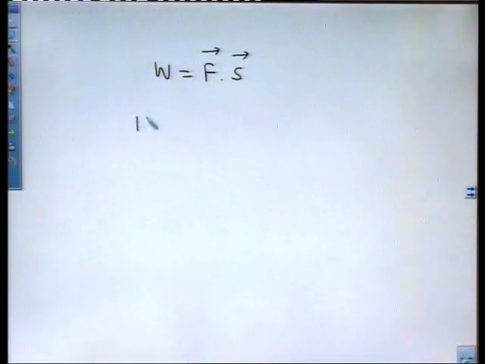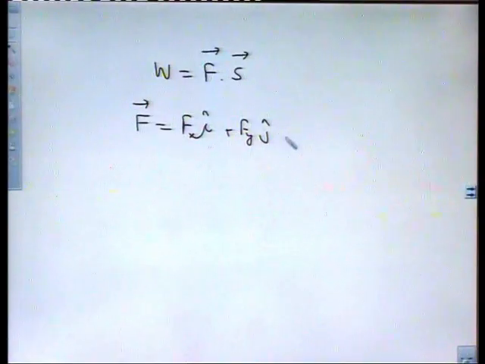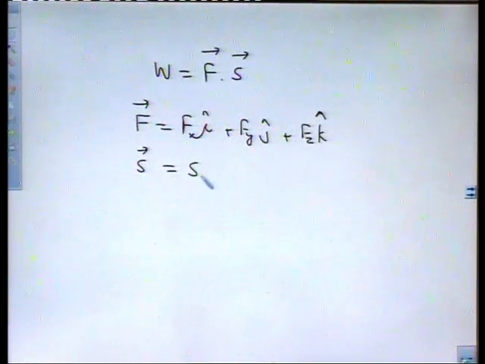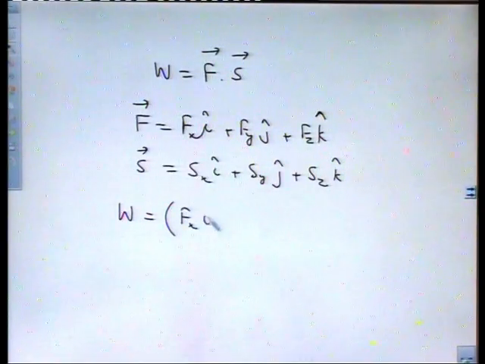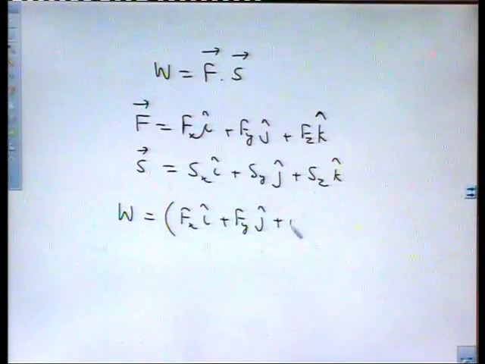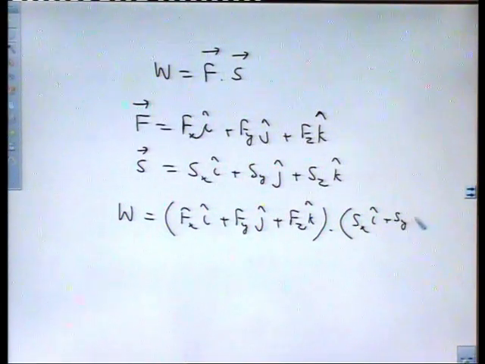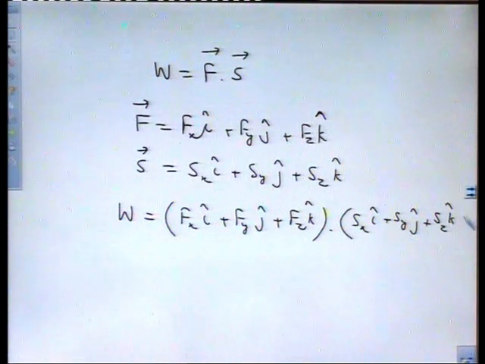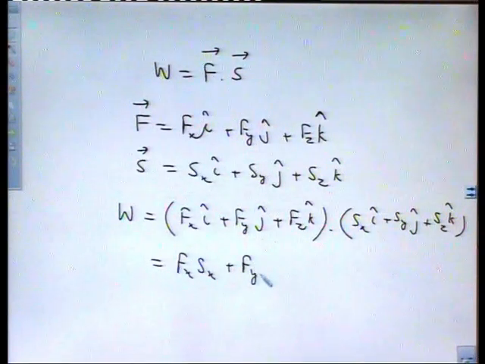F_x i + F_y j + F_z k and S is equal to S_x i + S_y j + S_z k, then work is taken as (F_x i + F_y j + F_z k) dot (S_x i + S_y j + S_z k), and this comes in the scalar product.